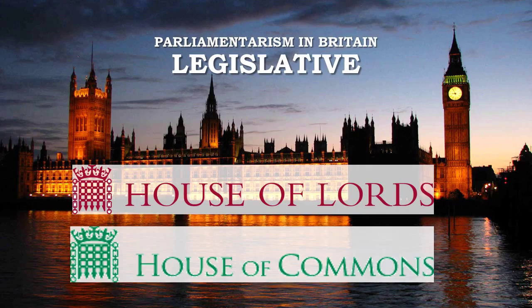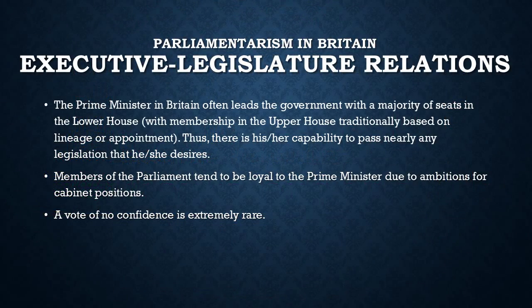Now we go to the executive-legislative relations in the UK parliamentary system. The Prime Minister in Britain often leads the government with the majority of seats in the lower house, with membership in the upper house traditionally based on lineage or appointment. Thus, there is a capability to pass nearly any legislation that he desires.